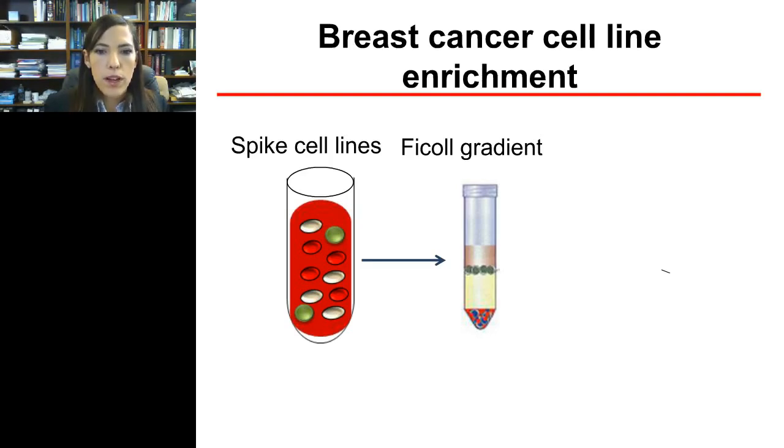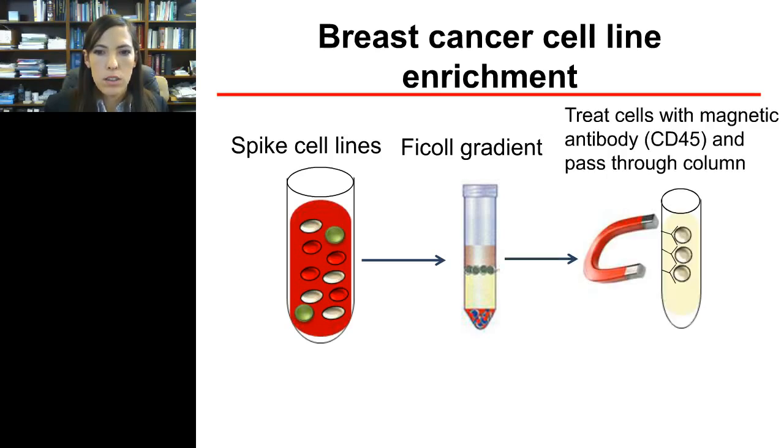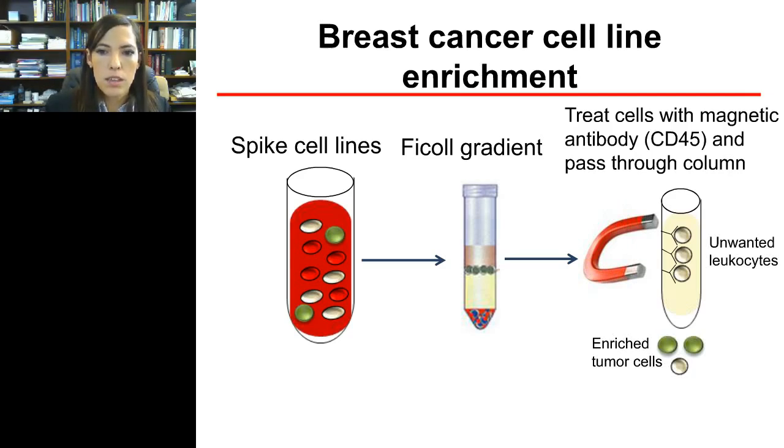We then perform a Ficoll gradient to obtain a buffy coat, and then we negatively deplete our cells with a CD45 antibody that has a magnetic bead attached to it. And that allows us to deplete the unwanted hematopoietic cells, the leukocytes, and then we're left with an enriched tumor sample.